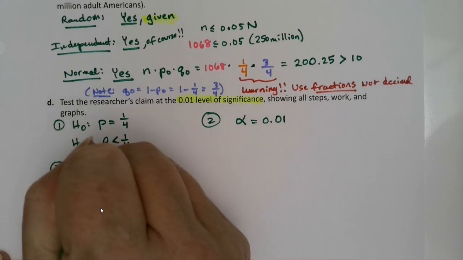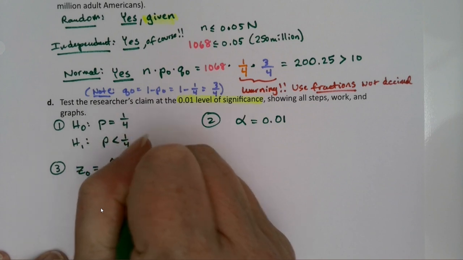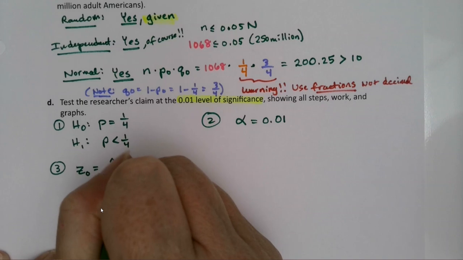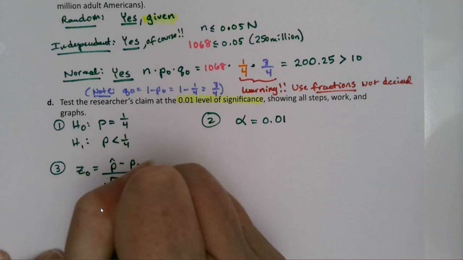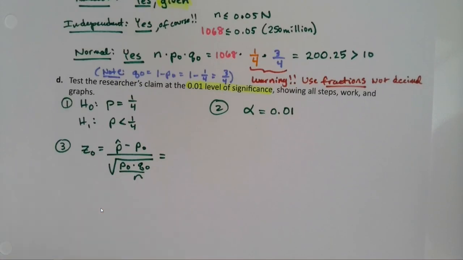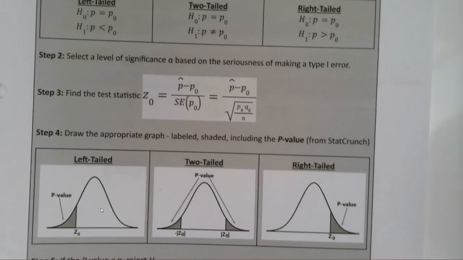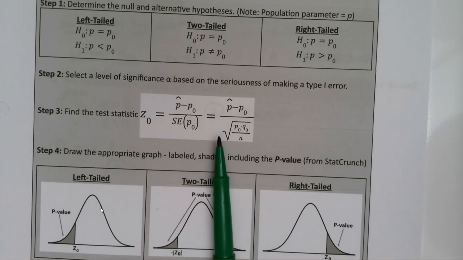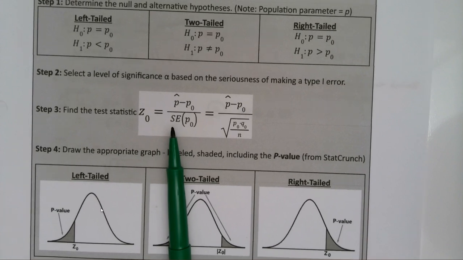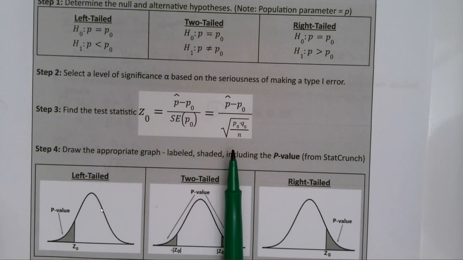Step 3 is the step everybody hates. It's the formula: p hat minus p0 over the square root of p0 times q0 over n. If you don't believe me, you can see it right on the formula sheet. There it is. I'm using that one. Again, you could use the other one, but it's not important. You just have to pick one of them.